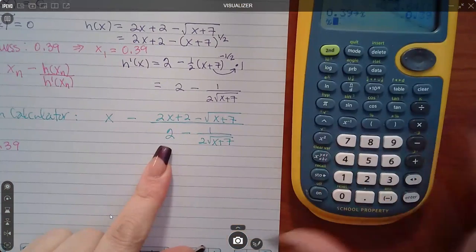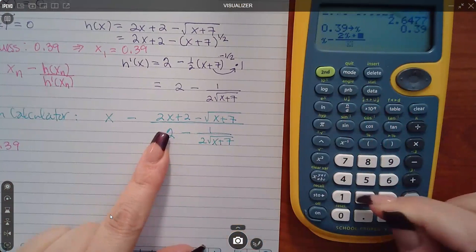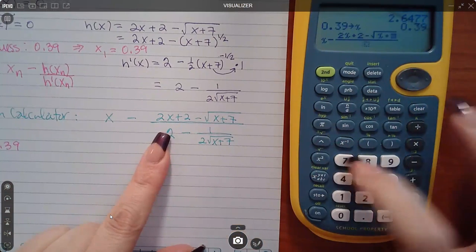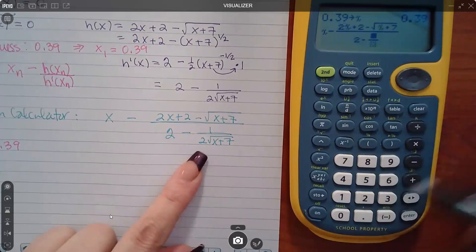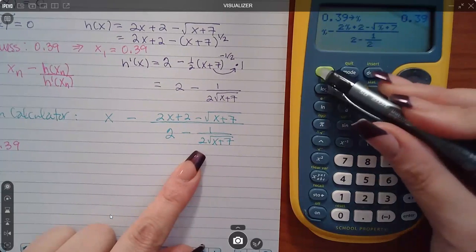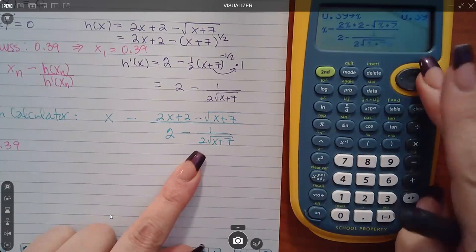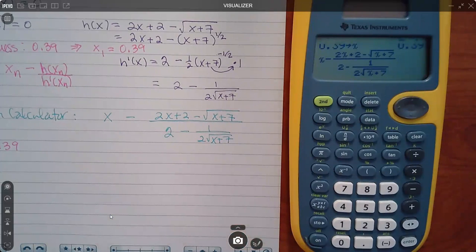Okay. So now I'm going to put all of this in. I'm going to use my variable x and then minus and a fraction symbol and then 2x plus 2 minus square root of x plus 7. And then at the bottom, I have to type 2 minus another fraction, 1 over 2 square root of x plus 7. So I do not need to mess with it. As long as it looks exactly like what's on my paper, you're good to go. You can press enter. Okay, say it again. Oh, sorry. So does it look exactly like what I have?